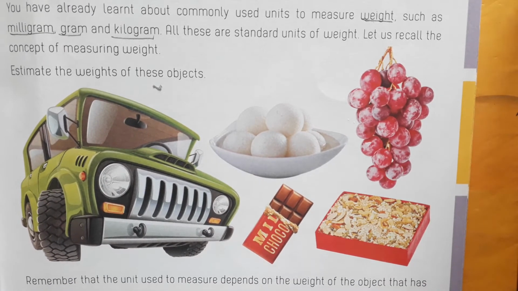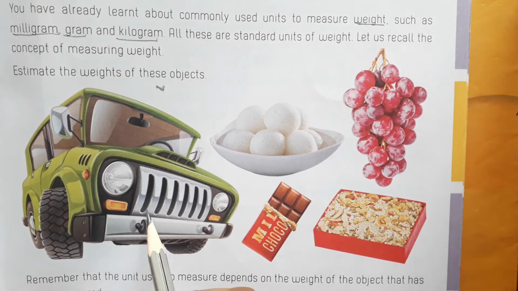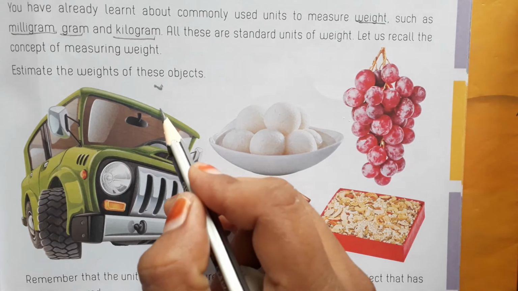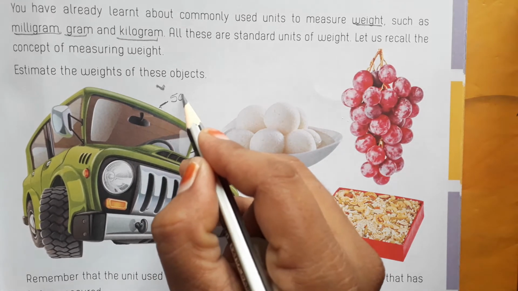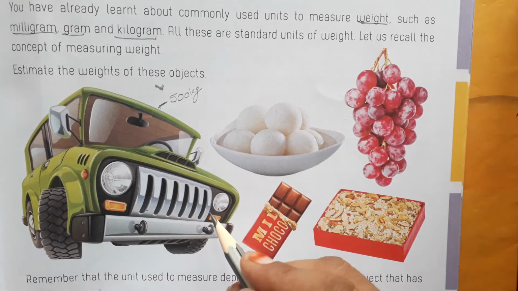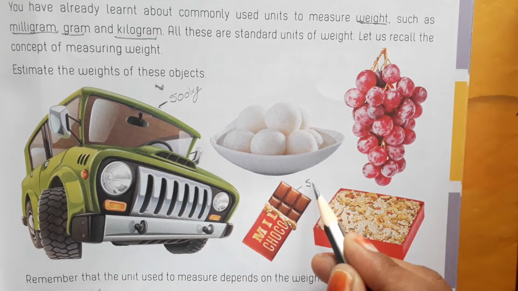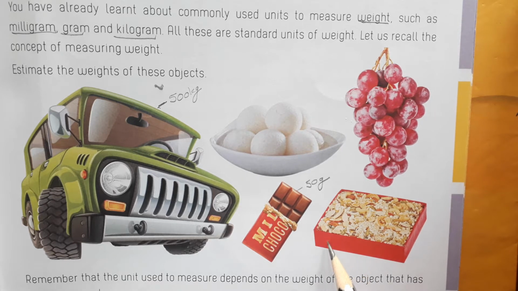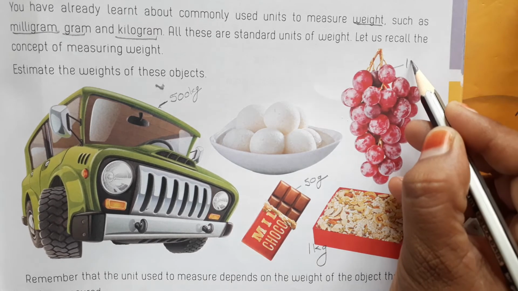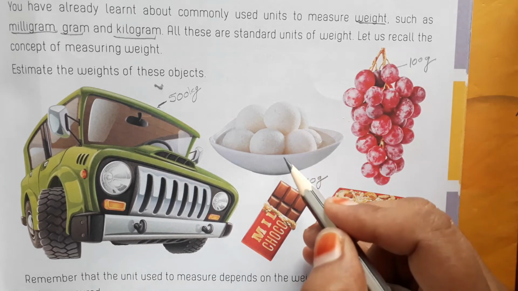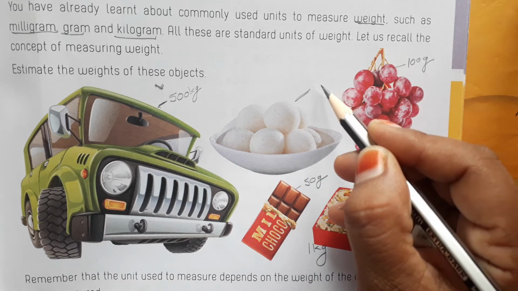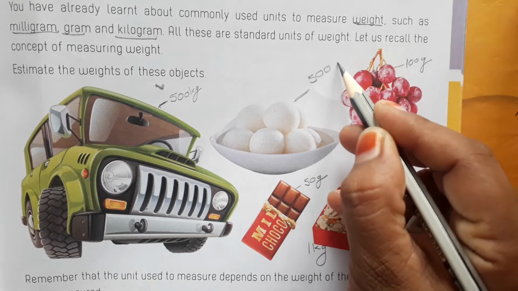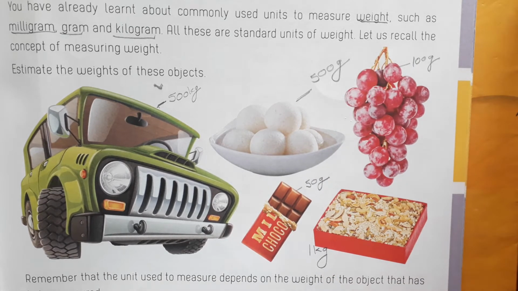Let us recall the concept of measuring weight. Estimate the weights of these objects. So estimate, children, how much weight are these? The car, 500 kgs maybe. Chocolate, 50 grams. Sweet, 1 kg. Grapes, 100 grams. This sweet, 500 grams. Like that.